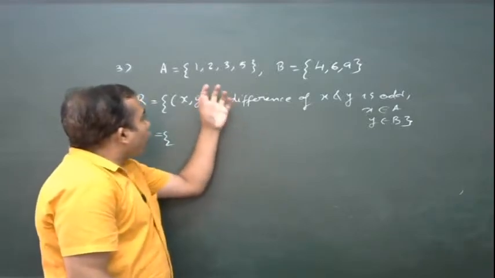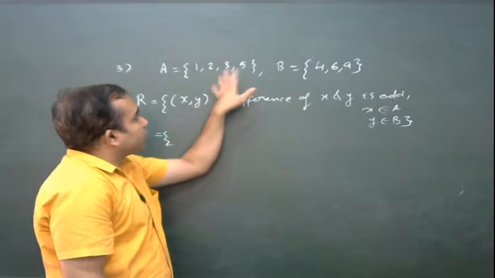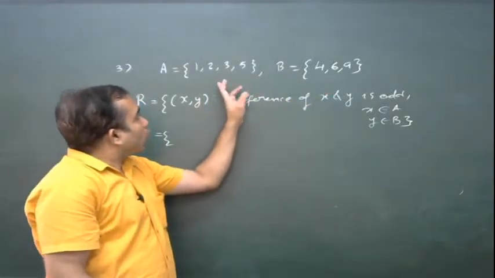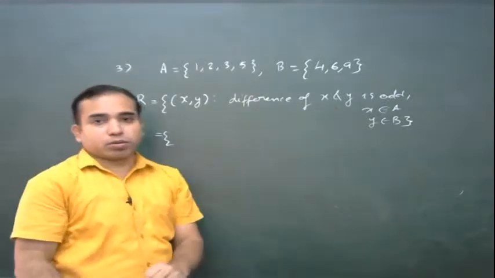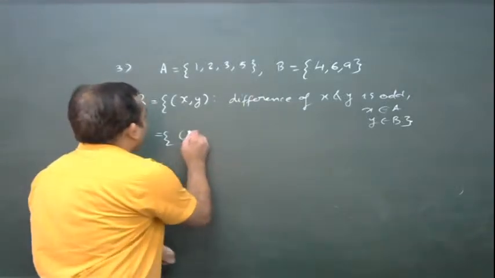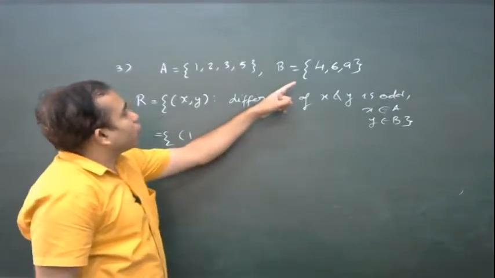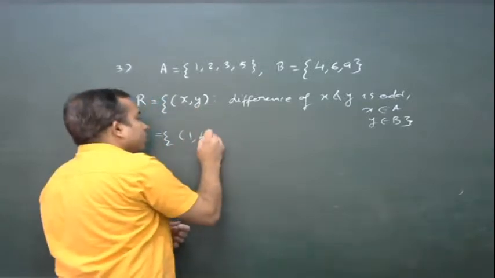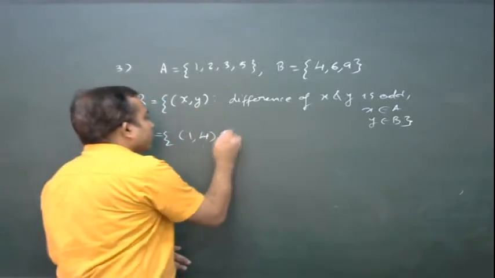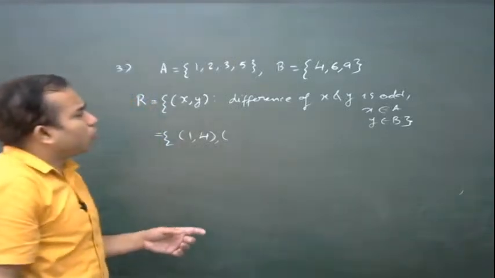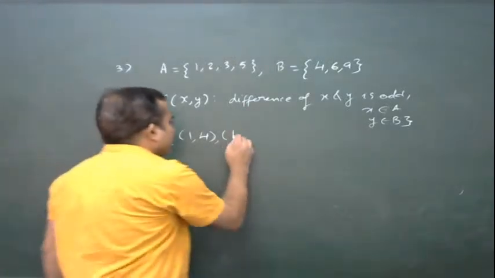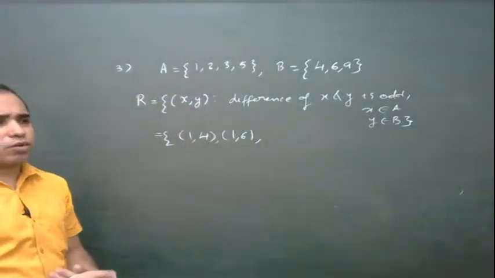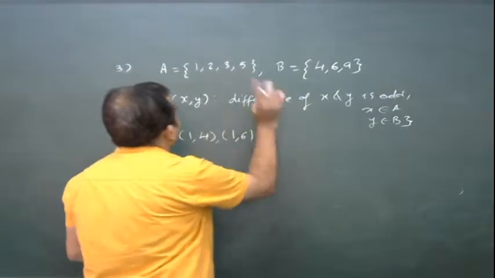I should pick all possible ordered pairs from this set to this set, whatever combinations can be formed such that the difference of the numbers is odd. 1 comma 1 and 4, the difference is 3, so (1, 4) will come. (1, 6): the difference is 5, yes, it will come. (1, 9): two odds, the difference will be even. No, the difference is not odd. Leave it, (1, 9).